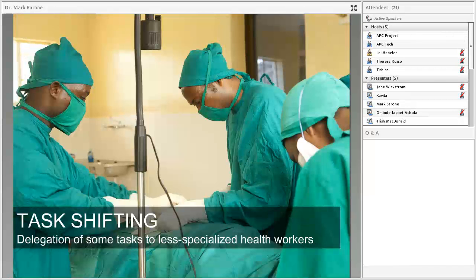Task shifting is the delegation of some tasks to less specialized health workers, expanding the scope of practice of the lower-level staff. Now, I know that there are debates about the terms to use and the exact meaning of these terms, and I don't want to get into that debate right now. I just wanted to be clear that for the purposes of today's presentation, I'm using the term task shifting, in our case, to mean having sterilization, female sterilization, performed by less specialized health workers, in particular non-physician clinicians.